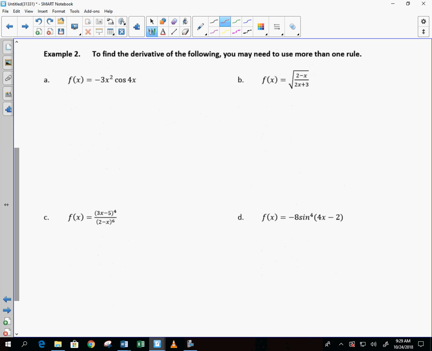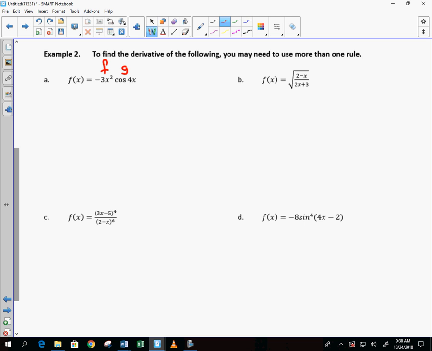Negative 3x squared, cosine of 4x. This involves more than one rule. Can you tell me what rule it involves? Product and the chain. Very good. Do I start by setting up the product rule or do I start by setting up the chain rule? Product rule. Very good. Good job. So this is F and this is G.